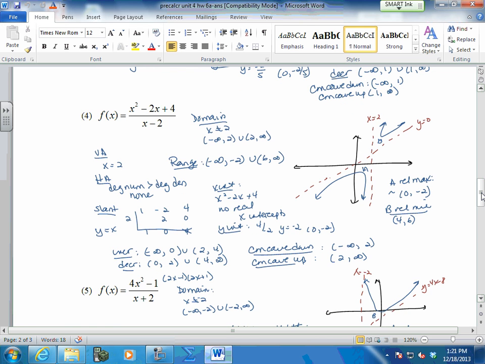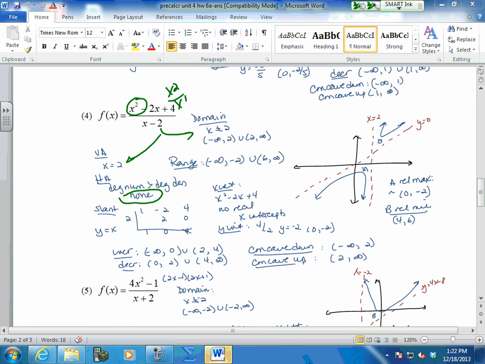Number 4, you could not factor your numerator. So here's your zeros in your denominator. There's your domain restriction, and it was also your vertical asymptote. Your horizontal one says it's x to the 2 over x to the 1. So you have none according to this sheet. Now, when you have no horizontal asymptote, you check for a slant.